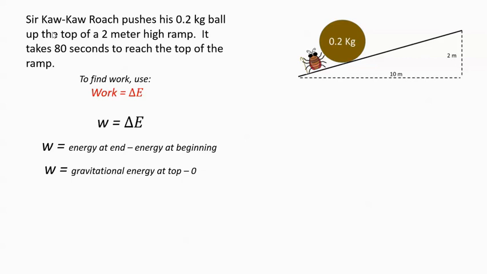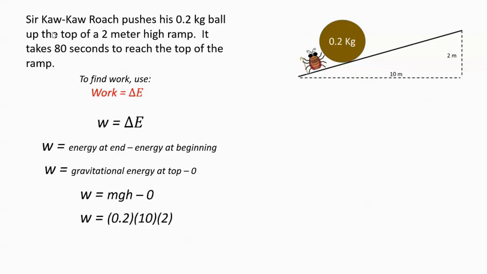At the beginning, it would have no energy because it's on the ground, not moving, and he comes along and pushes it. So whatever the difference is between those two states, that would be how much work he did to push it up to the top of the ramp. So we know the equation for gravitational energy. It's mass times gravity times height. And so if we plug in the numbers that we have, we get that right there.